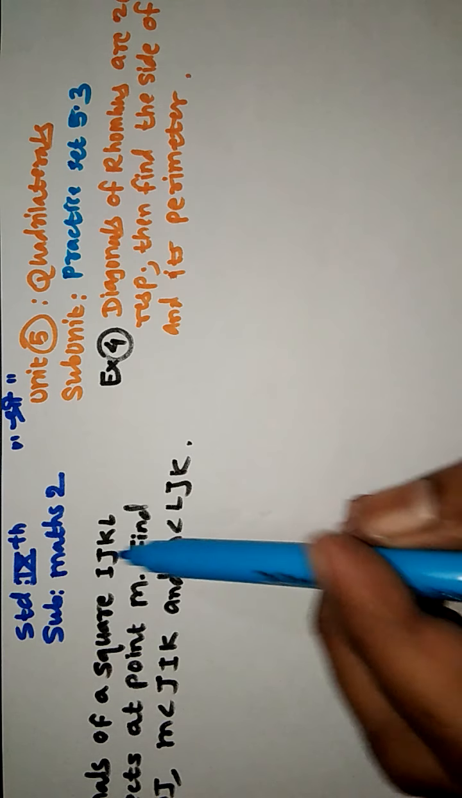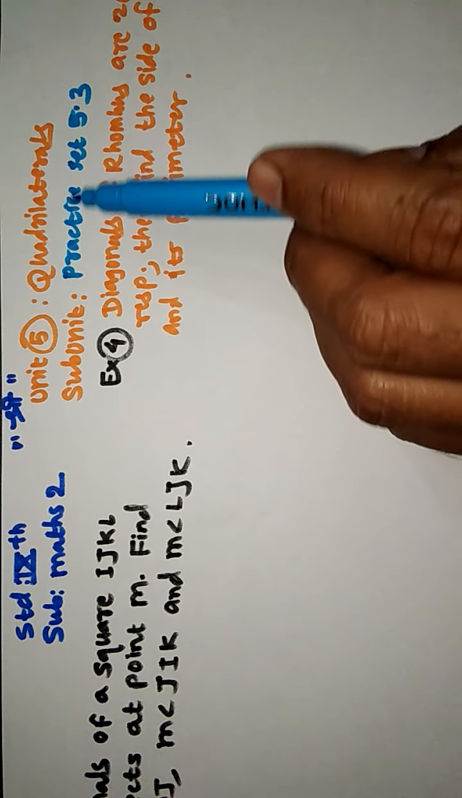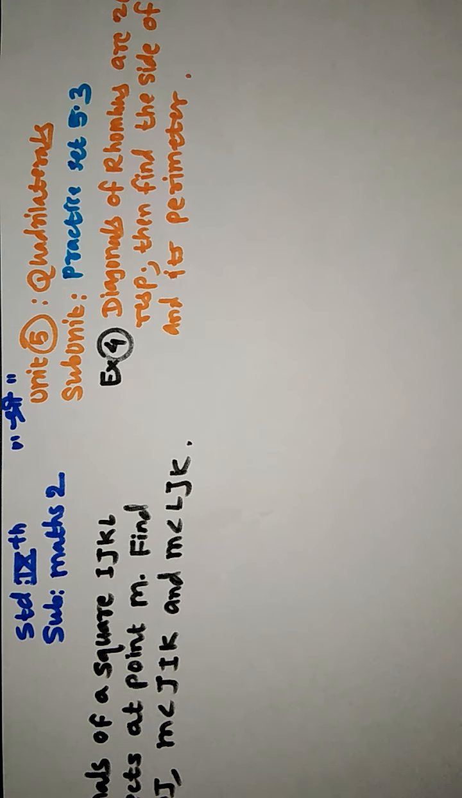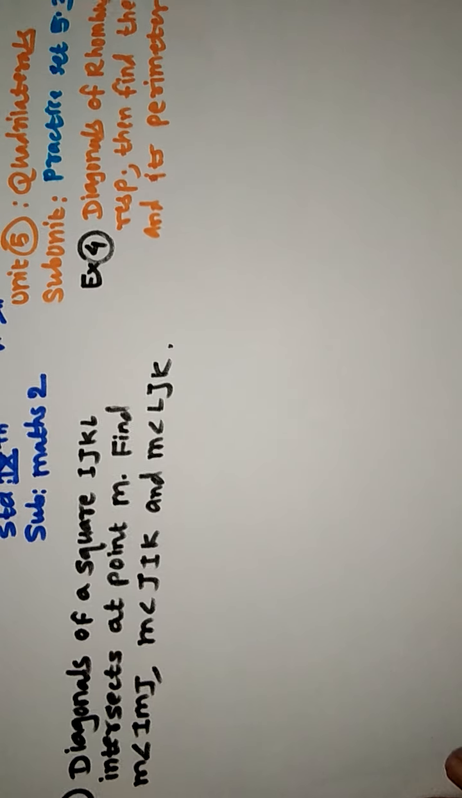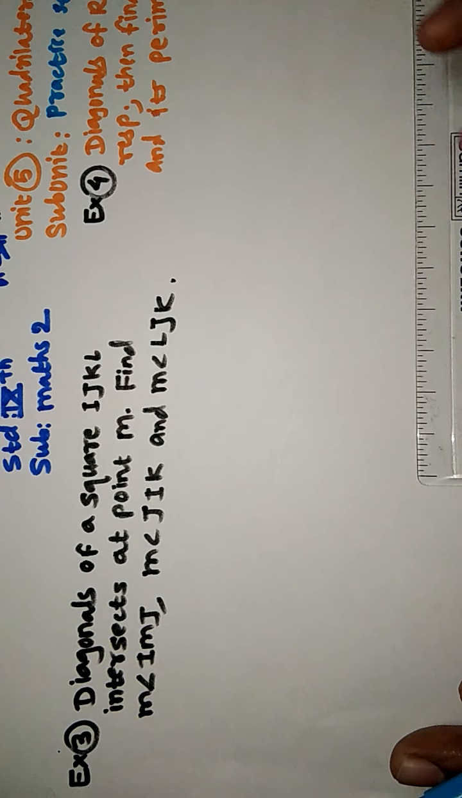Welcome student, standard 9, subject Mathematics 2nd, unit number 5, Quadrilaterals. In practice set 5.3 we will study example number 3, 4 and 5. Now see example number 3.